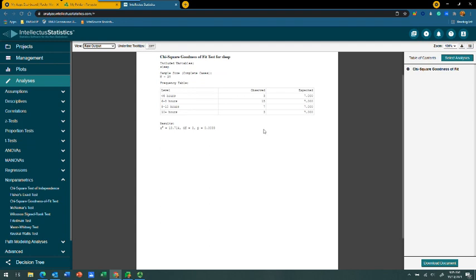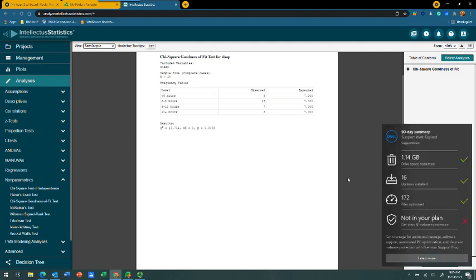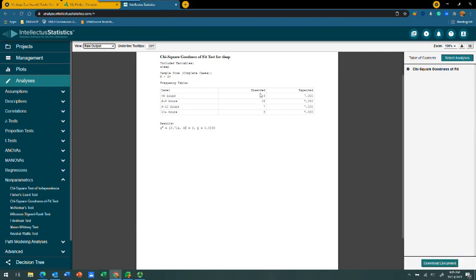So that's how we can run the chi-square goodness of fit test. And again, you can do this for any number of potential categories. In this case, we had 4 categories, but we can do this for any number of potential categories.